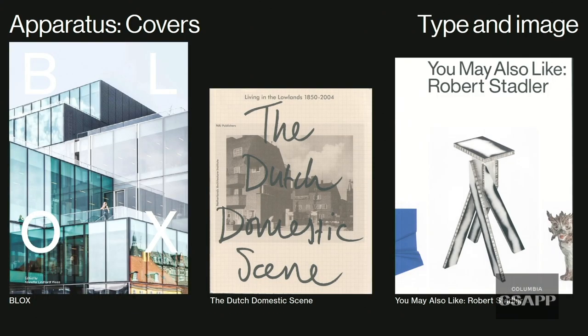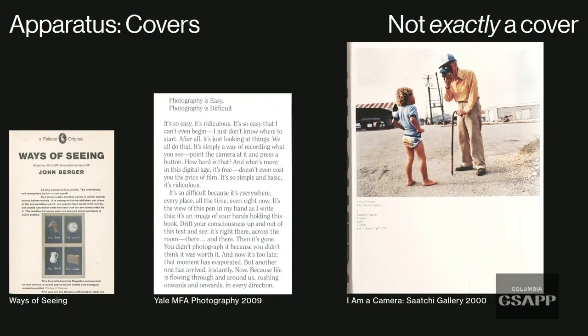Simultaneously, type and image working together, and how those two might play off one another, be layered over one another, say something about one another. There is a relationship where the title or the text meets the image and might, in fact, between those two things, generate a third meaning in some cases.